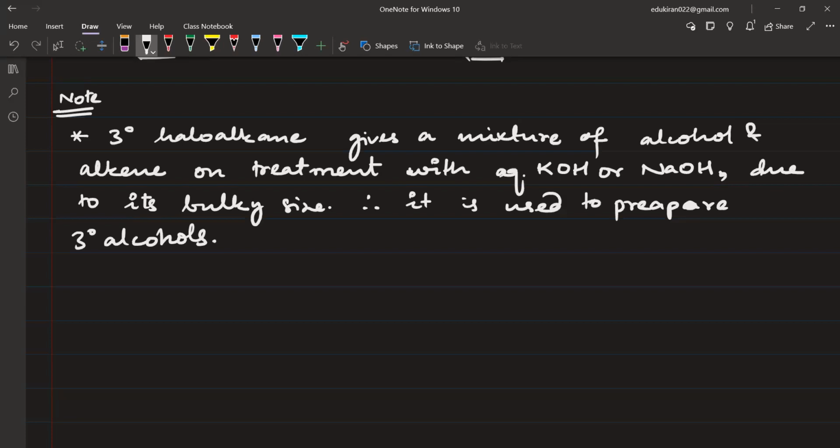Done, everyone? See, whatever notes and remarks we are writing, you can see many questions from these, right? Y type of questions. So all of these should be there in the sheet of Y questions of alcohols, phenols, and ethers. Why is 3-degree haloalkane not used for the preparation of 3-degree alcohols? And all of these questions can be asked.